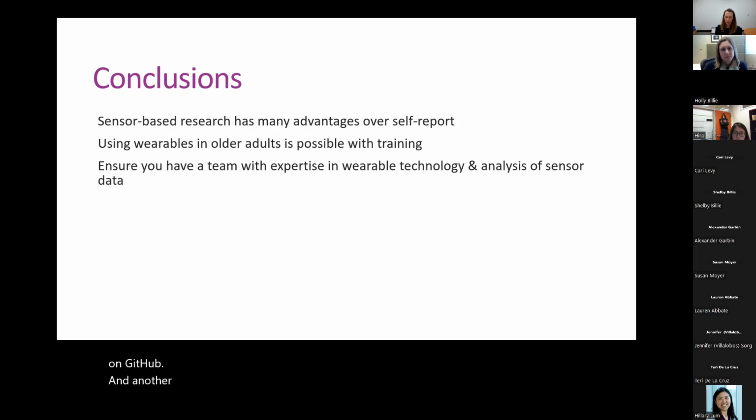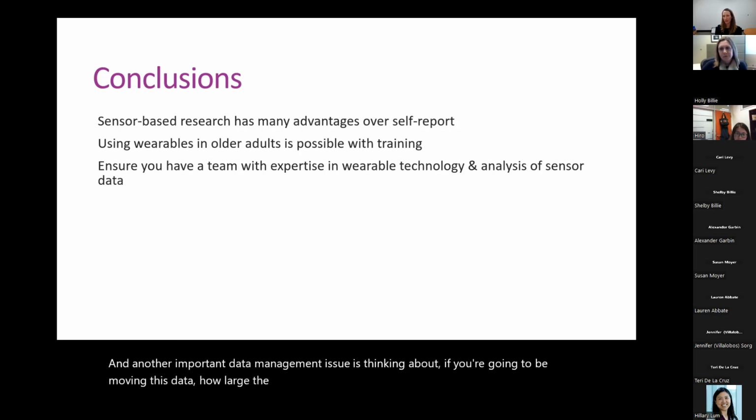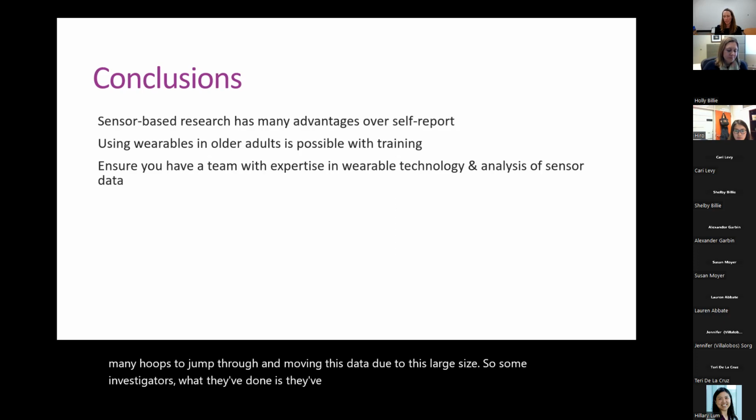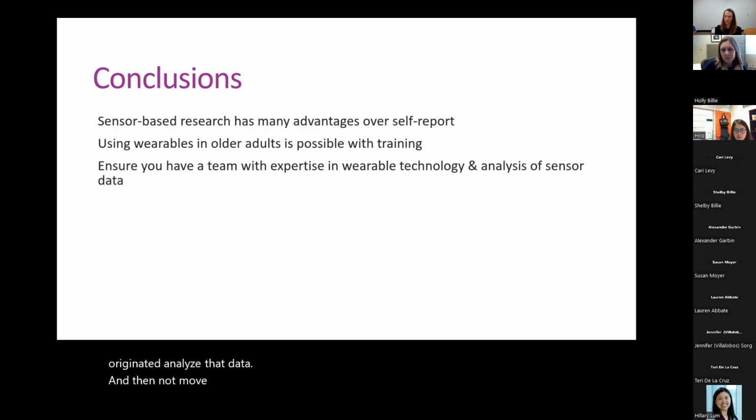Another important data management issue is thinking about, if you're going to be moving this data, how large the data is and how to do a data transfer. I recently moved from Brown University to the University of Colorado, and there were definitely many hoops to jump through in moving this data due to its large size. So some investigators have had a local team where the data originated analyze that data, and then not actually move the full data over to a new institution.